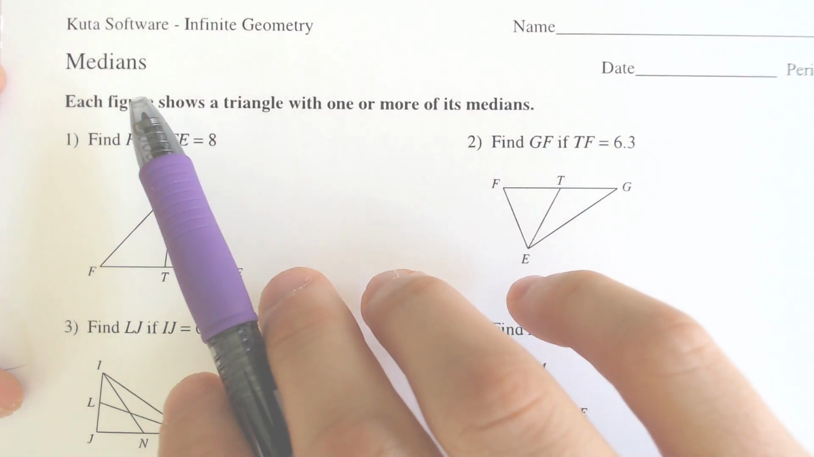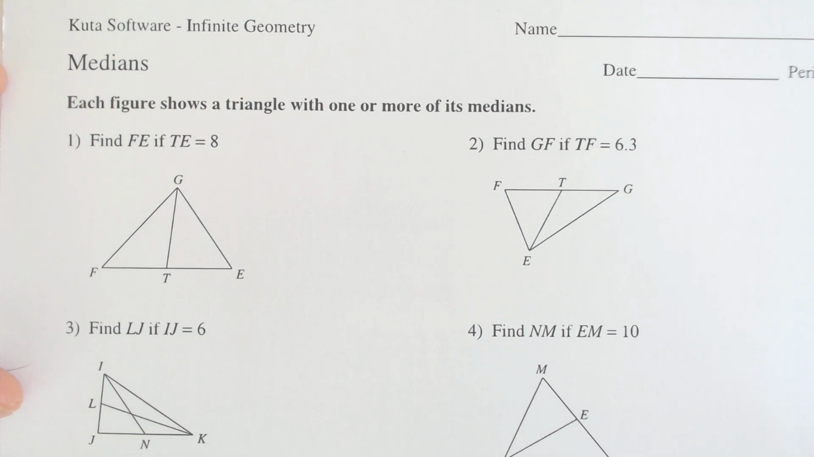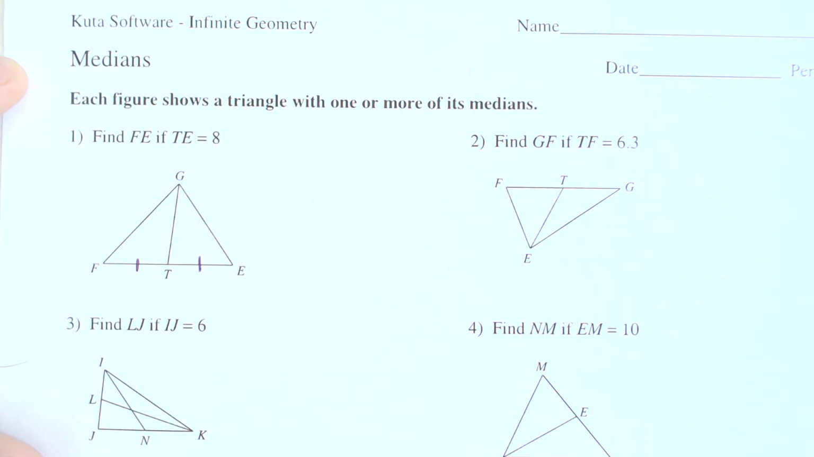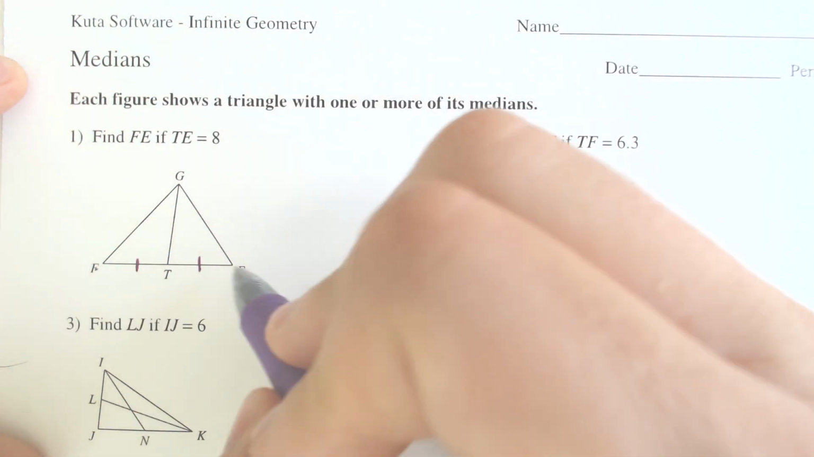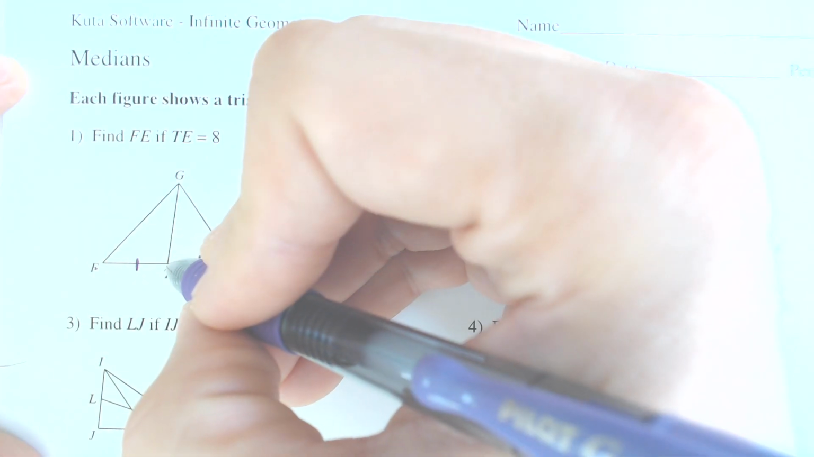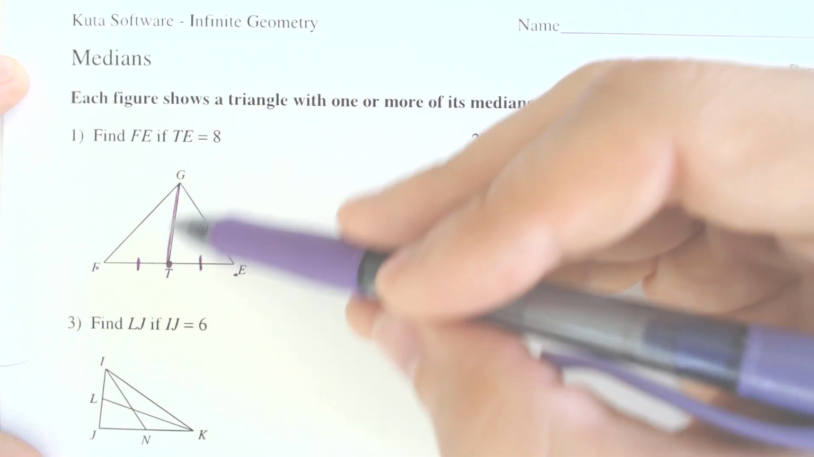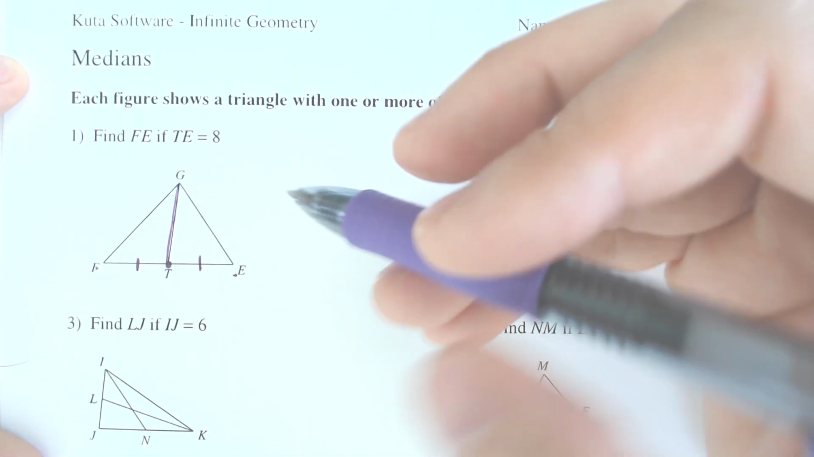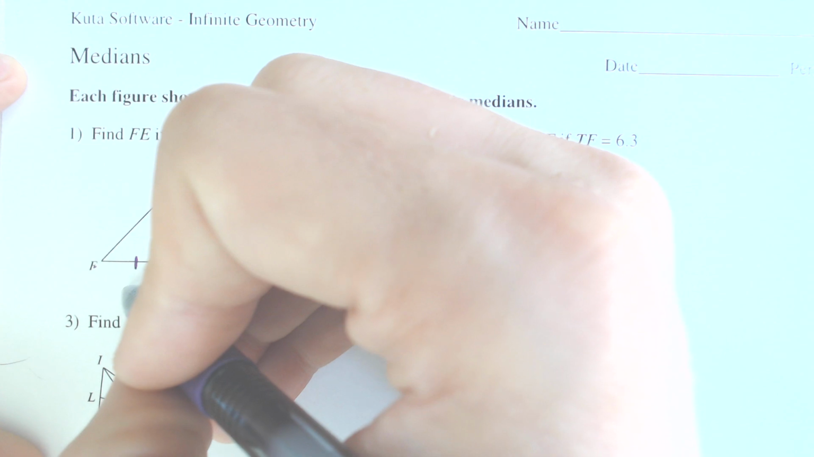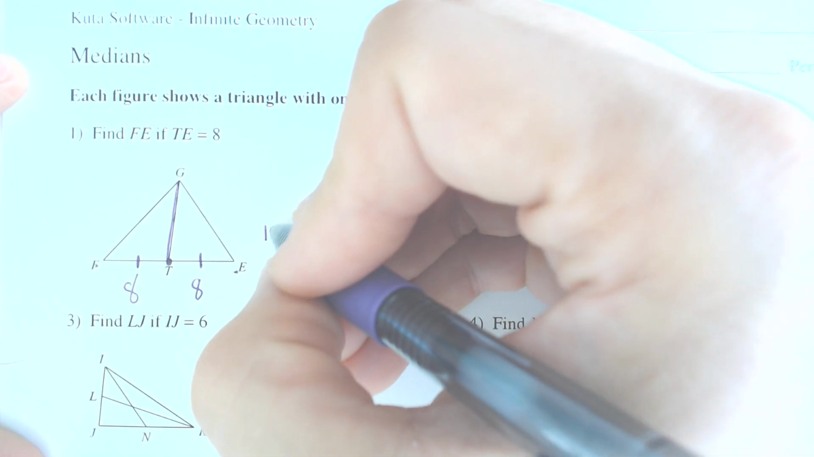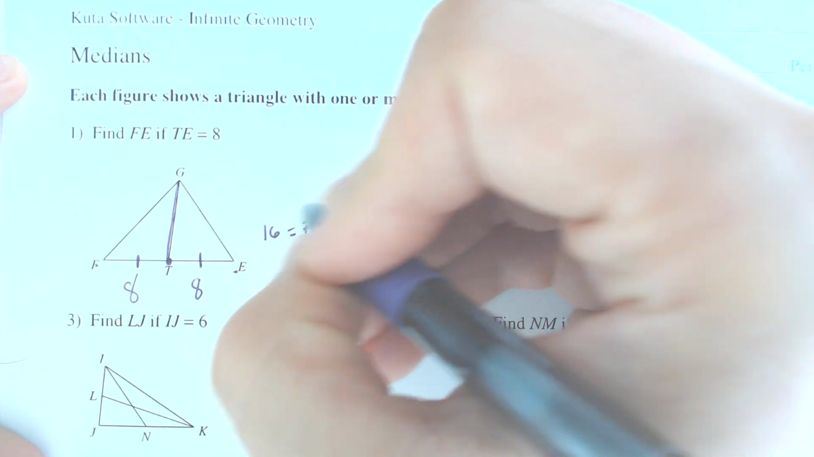Today we're going to be exploring medians, which by definition also kind of gets us towards center of mass and centroid. So a median by definition is when you take a side of a triangle and you cut it in half, to two equal halves. So FE was cut in half, and then you go from that midpoint up to the other angle. So this is technically the median, but that really just means if TE is 8, FT is 8. Well, what would FE be? FE would be the whole way across, which means FE is equal to 16.